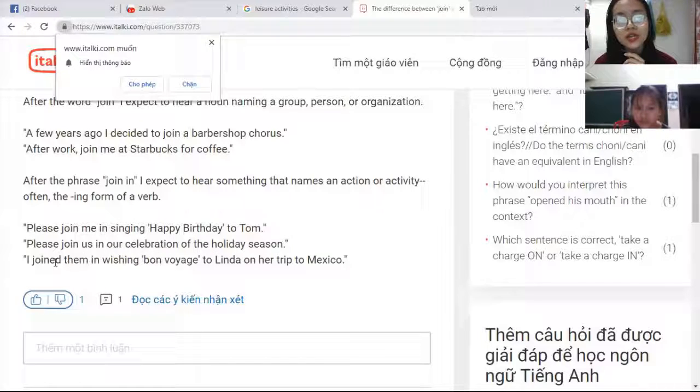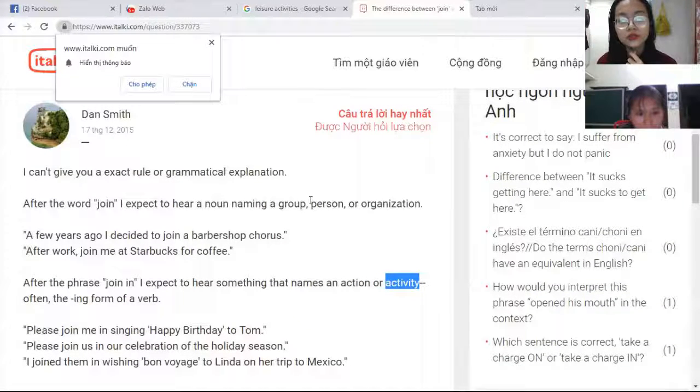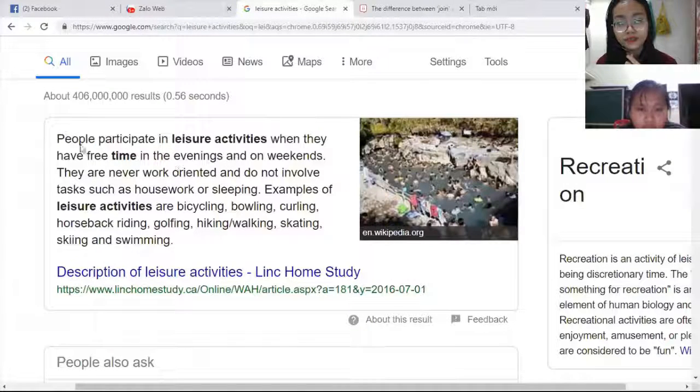So what is the activity? Activity means that I do something and you want to do it together. For example, your mother is cooking in the kitchen and you want to join in with your mother, join in cooking. Can you understand? Join in activity. But join here is to join a group or a person or an organization. Okay, so come back here.